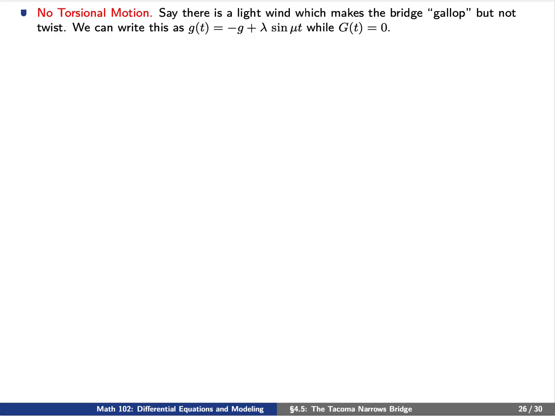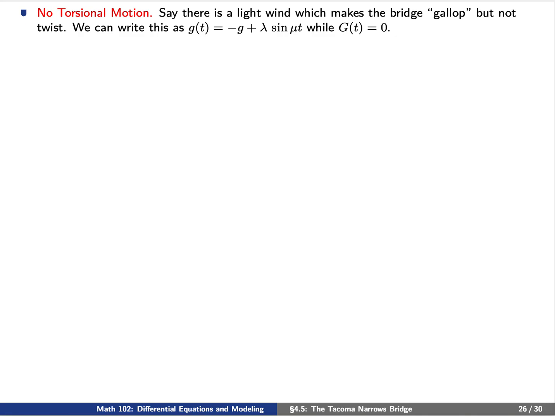Let's end by discussing a few examples and trying to decide how this relates to the actual situation of the Tacoma Narrows Bridge from 1940. First, let's consider the situation where there is no torsional motion. That is, we're going to assume that there is a light wind which makes the bridge gallop but not twist. We can say that perhaps we have a force that will act in terms of the vertical motion, that is, g of t equals negative g plus lambda sine mu t. The negative g, of course, is coming from gravity, and the capital G of t will be 0. That is, we have no forcing for the angular direction.